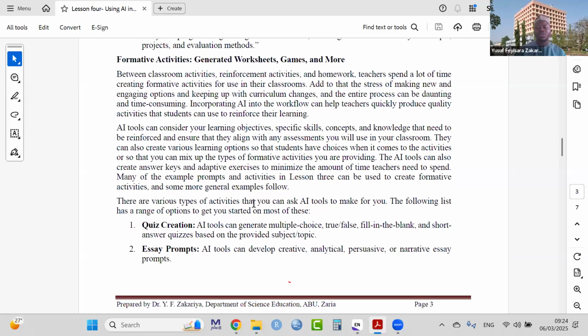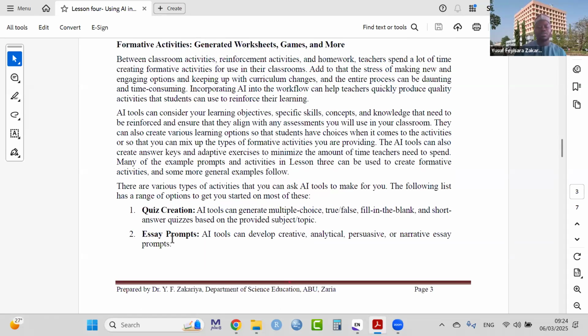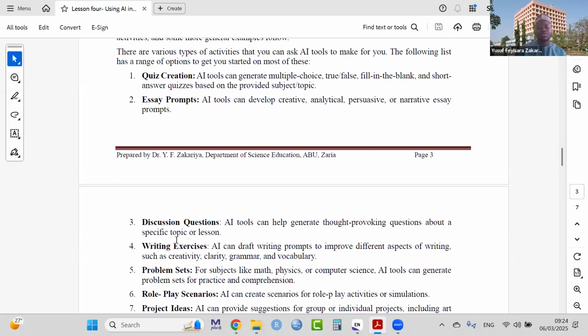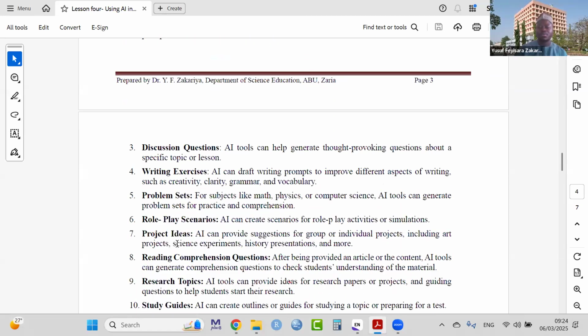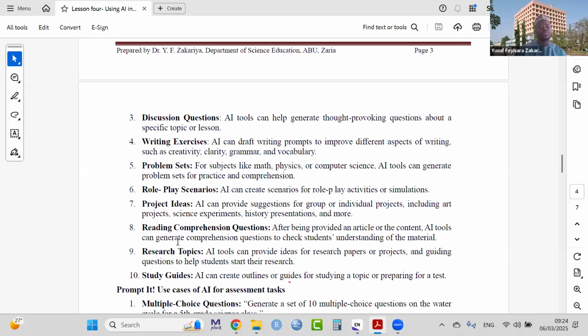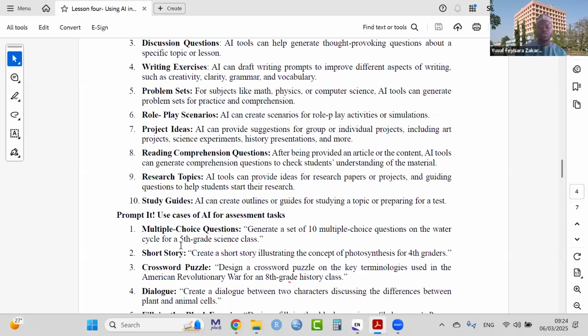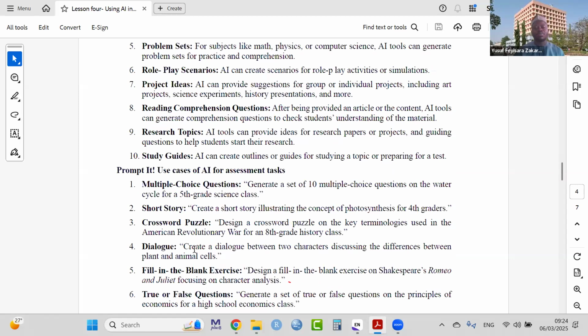So we cover that. You can use AI to create quiz. You can use it to make some essay prompts. You can use it for discussion in classroom. You can use it for writing exercises, for getting some problem set, for role play and so on. So let us concentrate on the prompt, the use cases, where we can use AI to coin or to develop formative activities or formative assessment. Look at the multiple choice questions. You can ask AI to create multiple choice question.